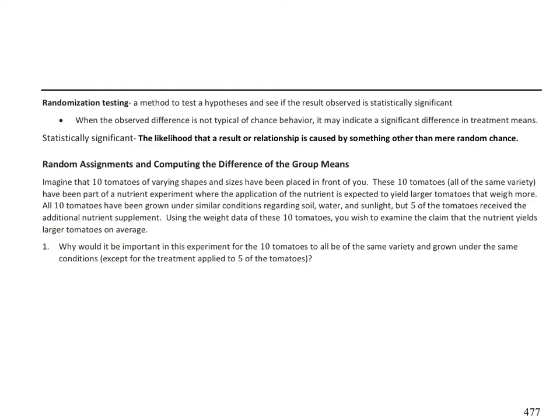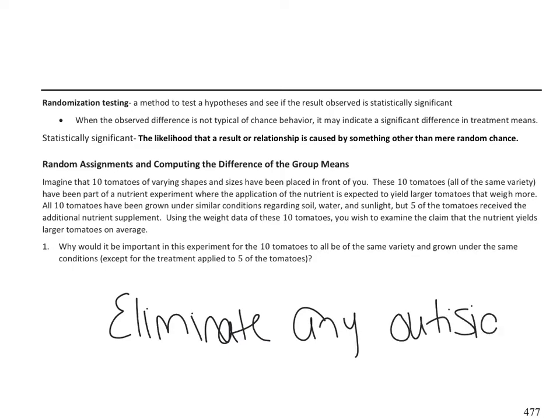So we want to see if using the treatment is going to give me a difference in the group means, the weight of the tomatoes. It asks you, why would it be important for this experiment to be of all the same variety and grown under the same conditions? This is because we want to eliminate any outside factors that may sway making a tomato larger. We want to make sure that anything that's happening with the tomato is because of the treatment. We don't want anything else, different types of tomato, different types of soil, to impact the size of the tomato.